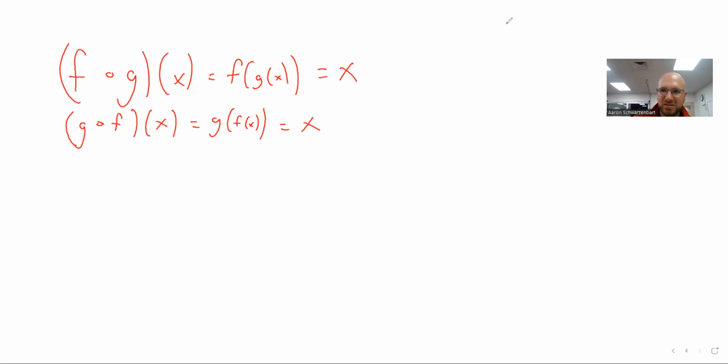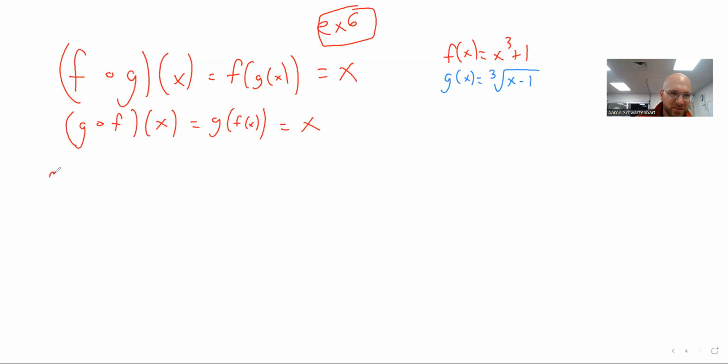So here are my two functions. F of x is going to equal x cubed plus 1, and I'm going to prove that these are inverses. It's example 6. And g of x equals the cube root of x minus 1. So let's start with f of g of x. Let's put it over here.